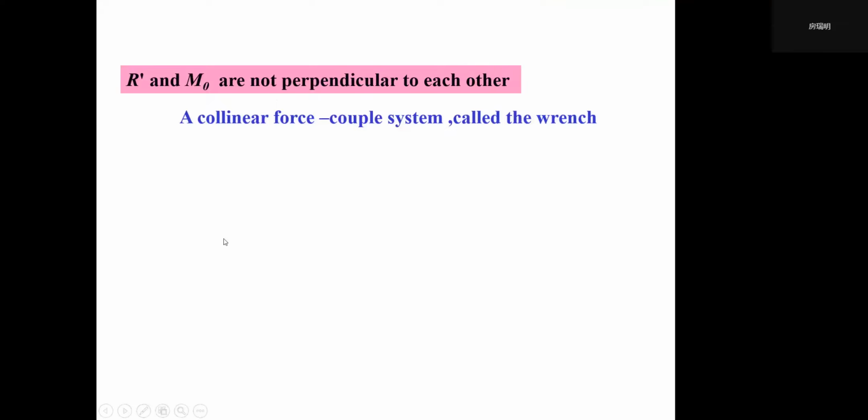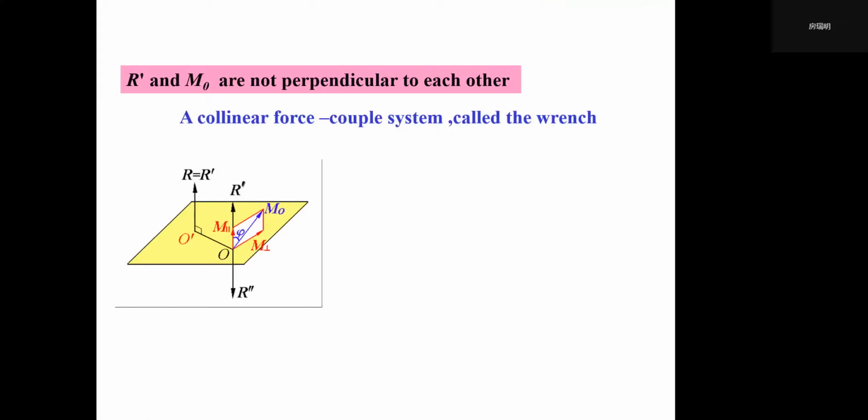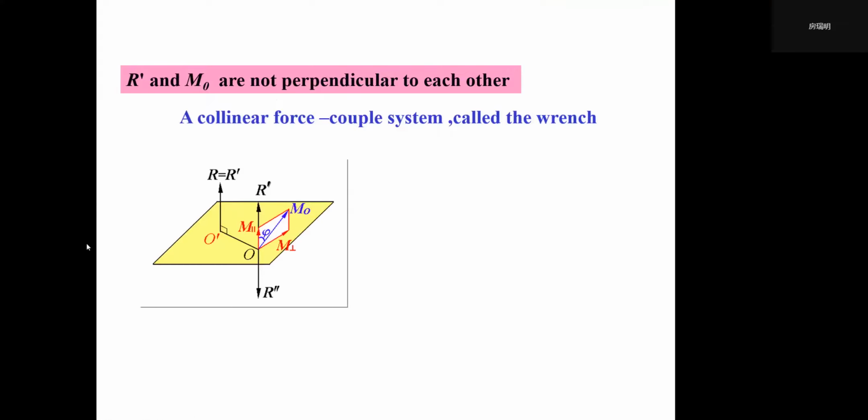So R prime and MO are not perpendicular to each other. That is a very generalized situation, right? Also under the first condition, R prime is not zero and MO is not zero. But this time R prime and MO are not perpendicular to each other, also not parallel to each other, right?